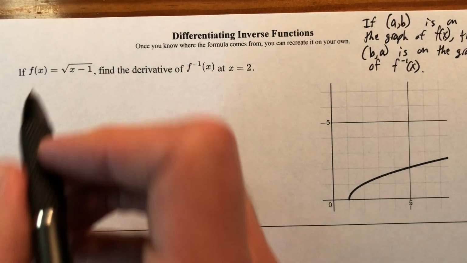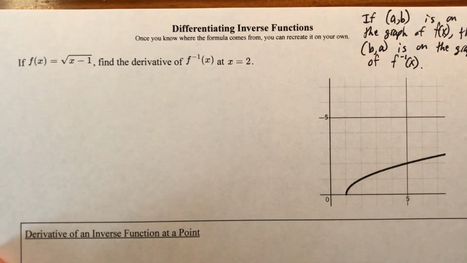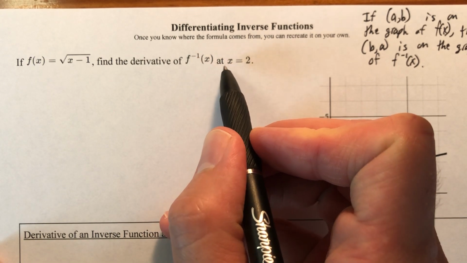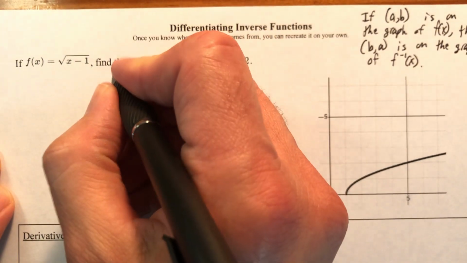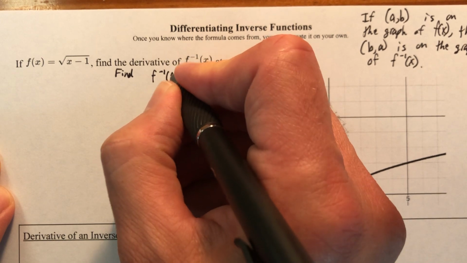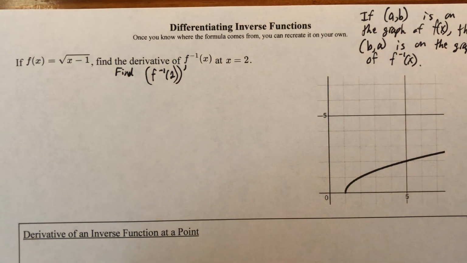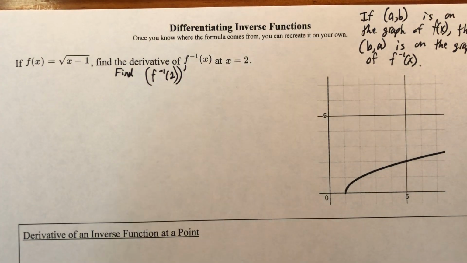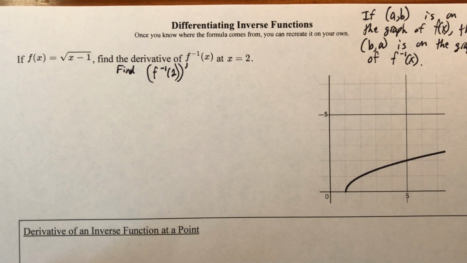If f equals the square root of x minus 1, which is graphed right here, this is the graph of f, then find the derivative of f inverse of x at x equals 2. Let me rephrase that a little bit. They are saying find the derivative of f inverse at 2. Now they can put the derivative sign here, or in a different place, but that's what they're asking. They want to know the value of the derivative at 2.